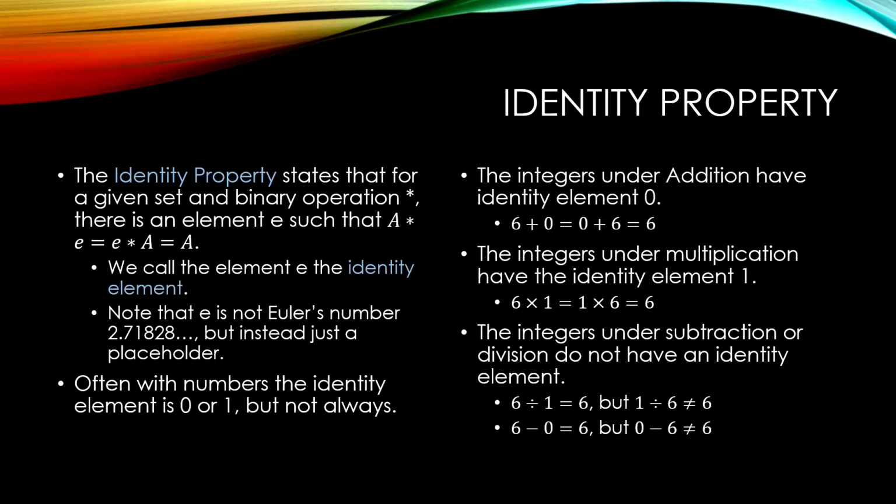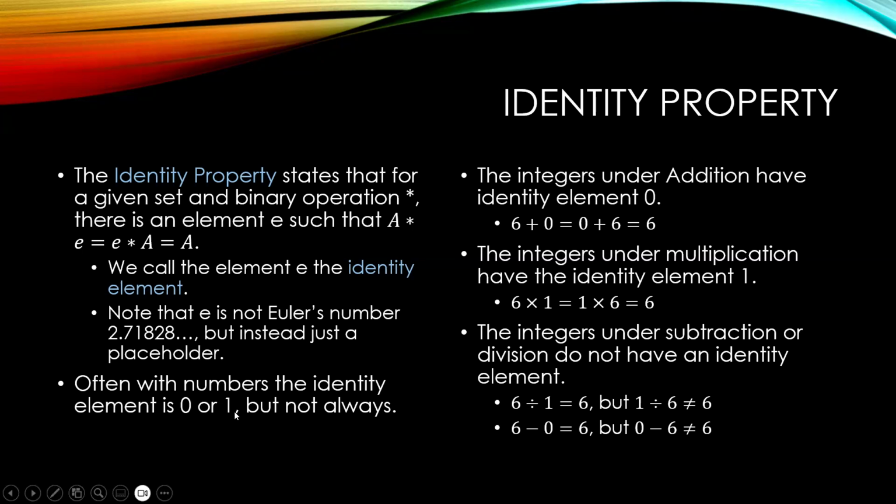The identity property. And so the identity property states that for a given set and binary operation, there's an element E, such that A star E is equal to E star A is equal to A. We call E the identity element. And be aware this E is not Euler's number. This isn't the 2.7 number we know. Instead, we're just using this as a placeholder, and it's a common placeholder for the identity element. Often, your identity element is going to be either 0 or 1.